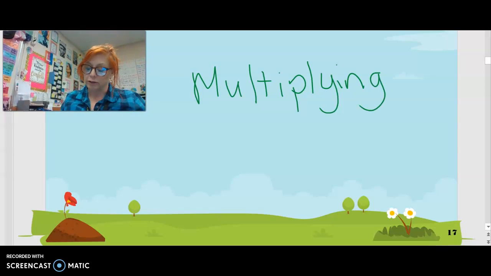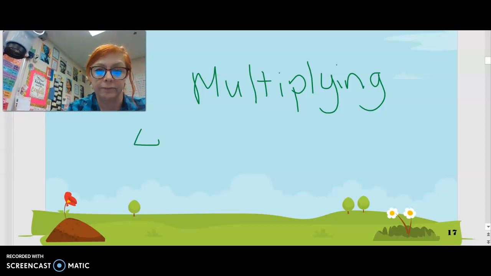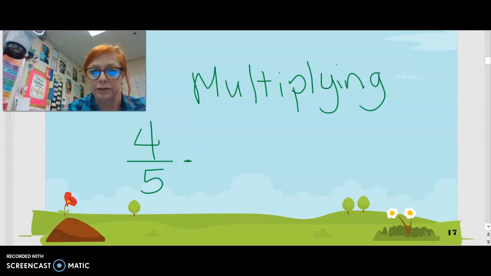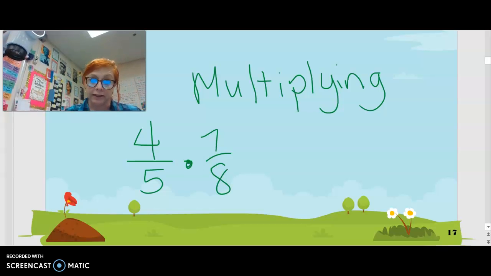All right, so when you're multiplying fractions or dividing, the denominators do not have to be the same. Okay, it could be anything at all. So let's say we have a problem like this, times 7/8. Now you might be saying, why did you put a dot there?